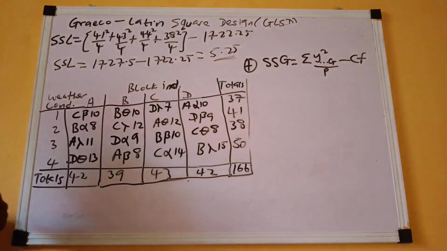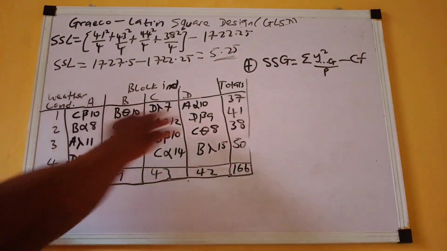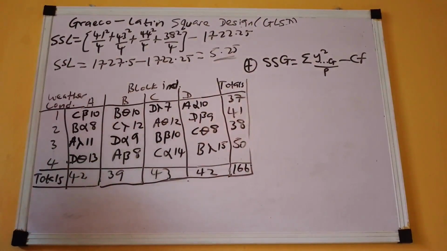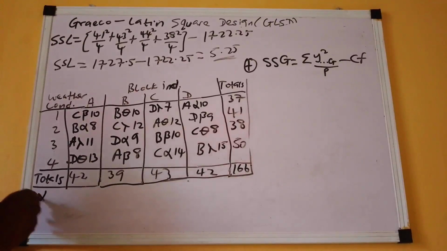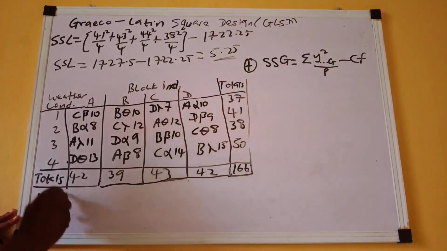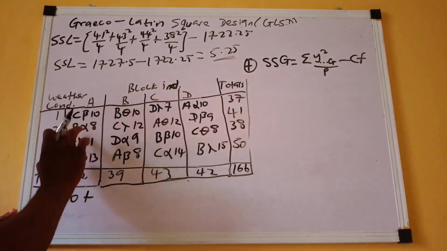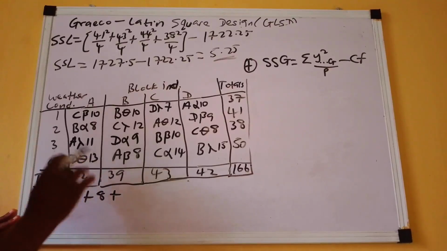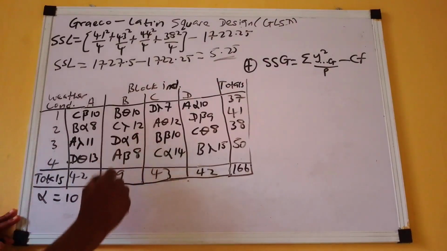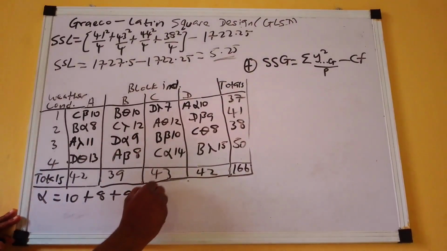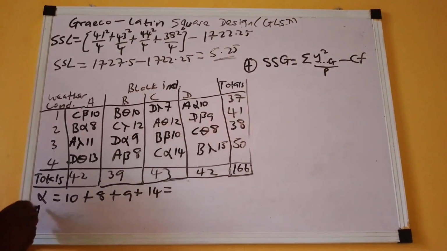Now we are going to write out the Greek letters so that we can get their sum of squares. Let us start with the first one, alpha. Here, what is alpha? Alpha is 10 plus, here, what is alpha? The second row, alpha is 8 plus, here, what is alpha? Alpha is 9 plus the last one, what is alpha? Alpha is 14. Then the next one, let's go for beta.